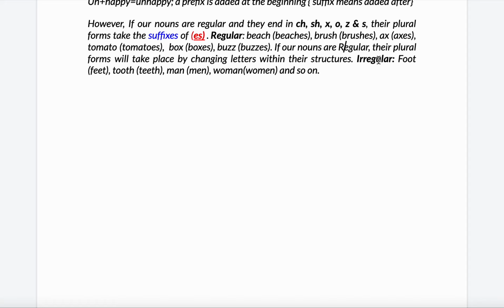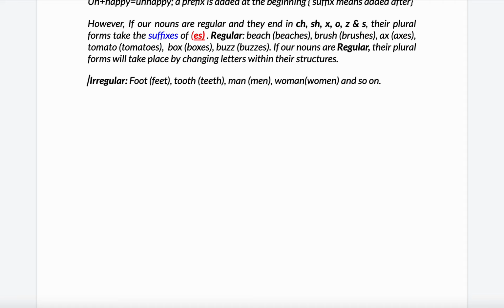But if our nouns are irregular, then we don't put S or ES. The word or the noun itself will change its form differently. So here we see irregular nouns. For example, foot, one foot. If we talk about more than one foot, we can't say foots. We can say foot's, that's apostrophe S or the possessive, that's a different story. But when we talk about its plural form, we cannot put S or ES here.